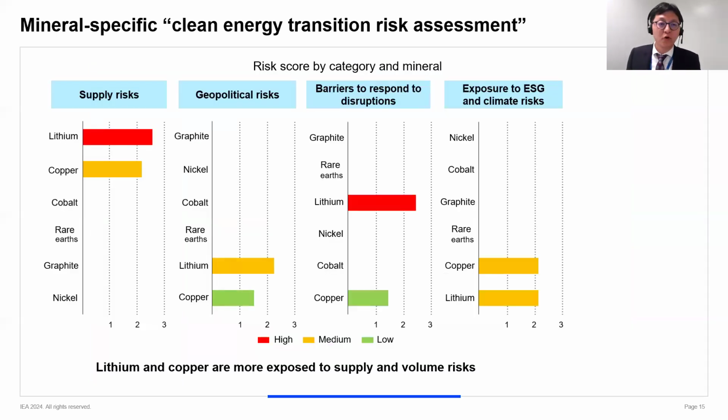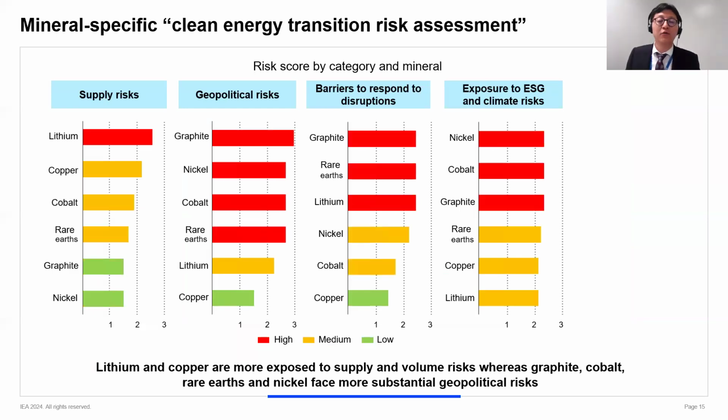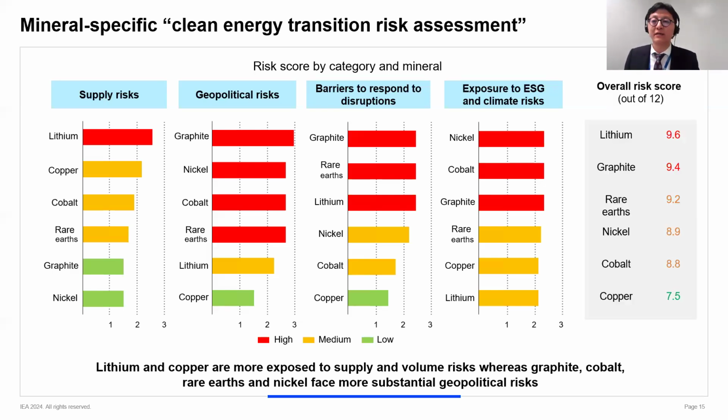Lithium and copper are more exposed to supply volume risks, whereas graphite, nickel, cobalt, and rare earths all face quite substantial geopolitical risks. And as you can see from the right side, all 6 materials face a high level of exposure to ESG and climate risks, which means most of today's operations are happening in regions with either low governance scores or high environmental risks.